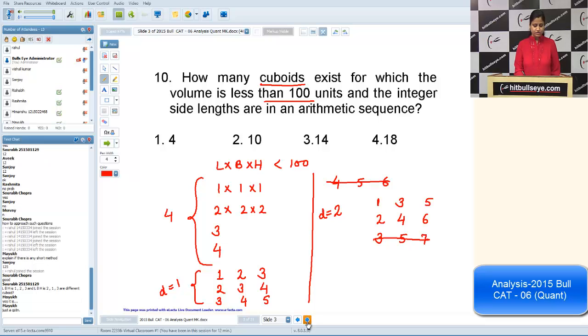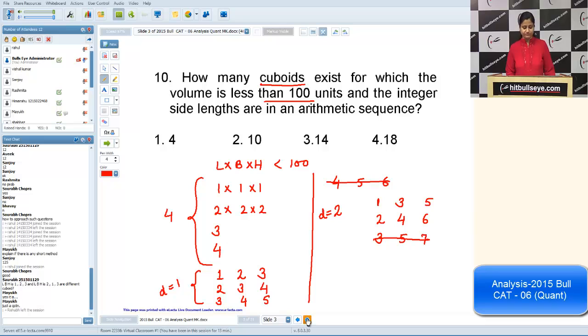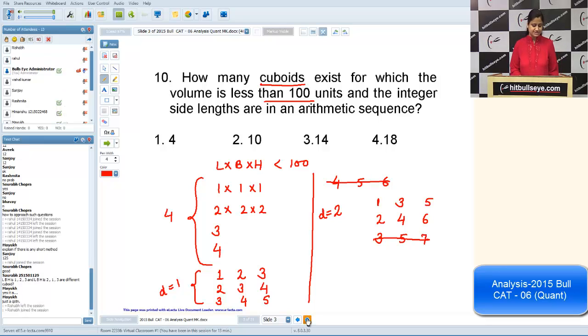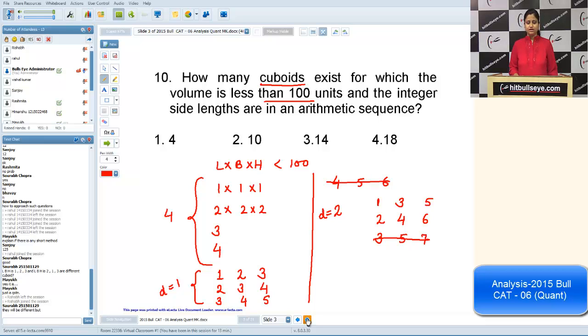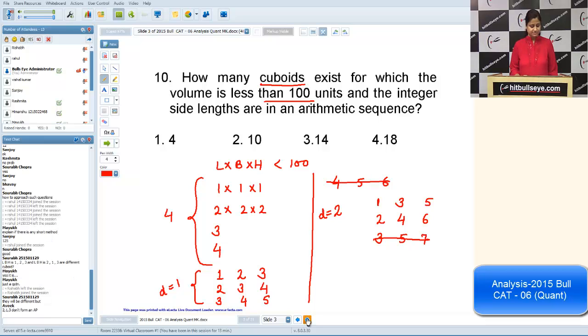No, Saurabh, they are not. We'll consider them as one cuboid only. Otherwise, if you have such kind of confusion, you can manipulate the options as well. Because if you consider the permutation of 1, 2, 3, you will get a bigger answer.